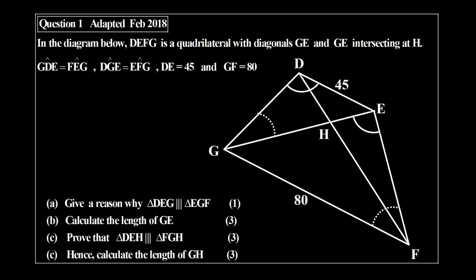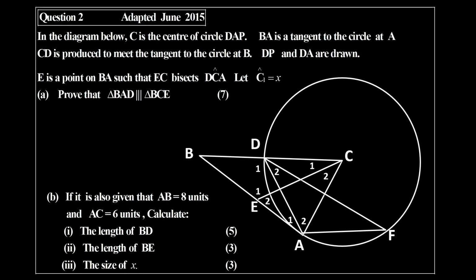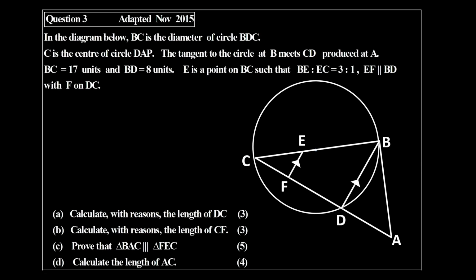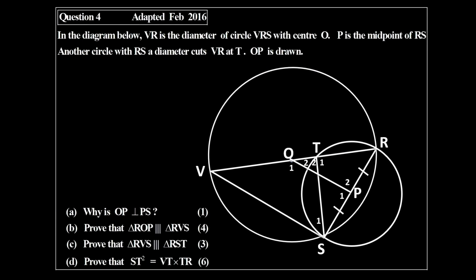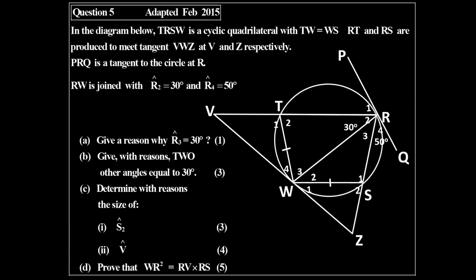This is a question adapted from February 2018. As you can see there, immediately there are 2 questions on similarity. This one again is a question adapted from the 2015 June examination question paper. And this is a November 2015 paper. This is a February 2016 paper. Question 5 is a question adapted from the February 2015 paper. When I write down adapted, sometimes I just change some of the wording, or maybe take out some questions, or maybe adapt the diagram slightly there.